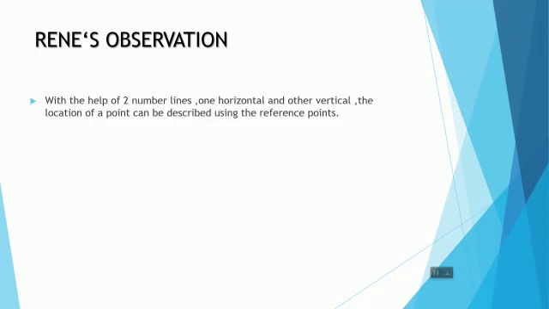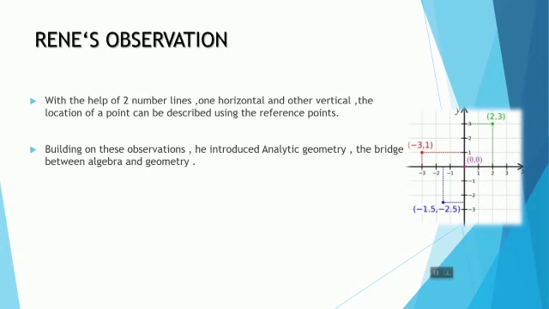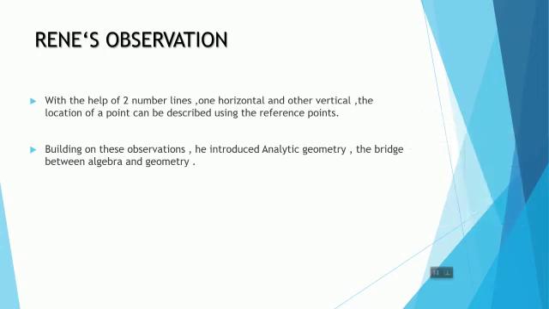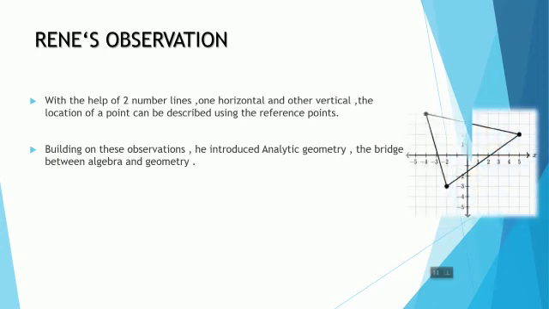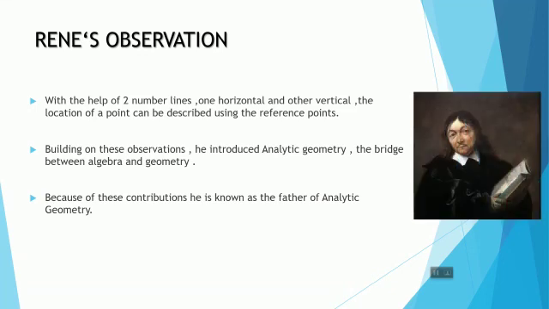After this, Mr. Rene Descartes observed and concluded that using the number lines in the manner shown in the previous slide, the location of a point or an object can be located or described on a plane. He built on these observations and this led to analytic geometry, which is widely considered a bridge between algebra and geometry. To honor his contributions, he is known as the father of analytic geometry.